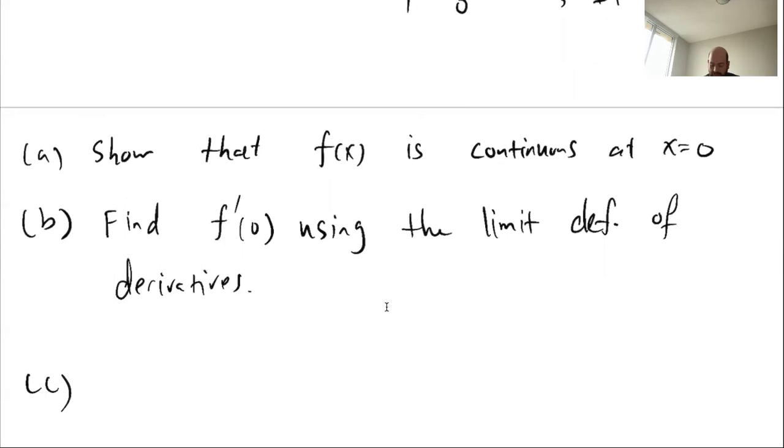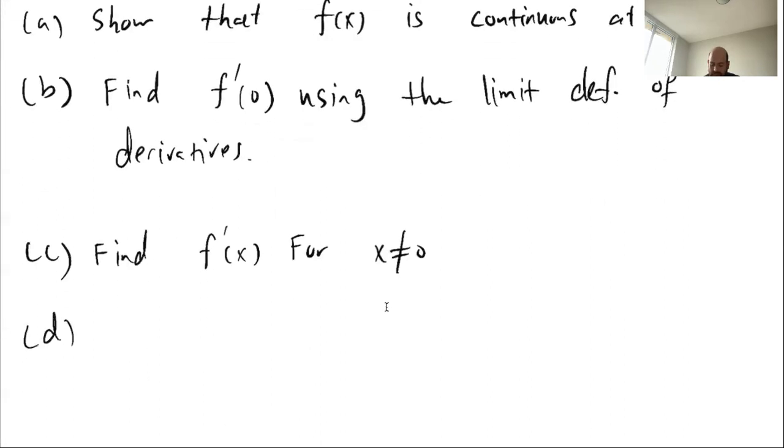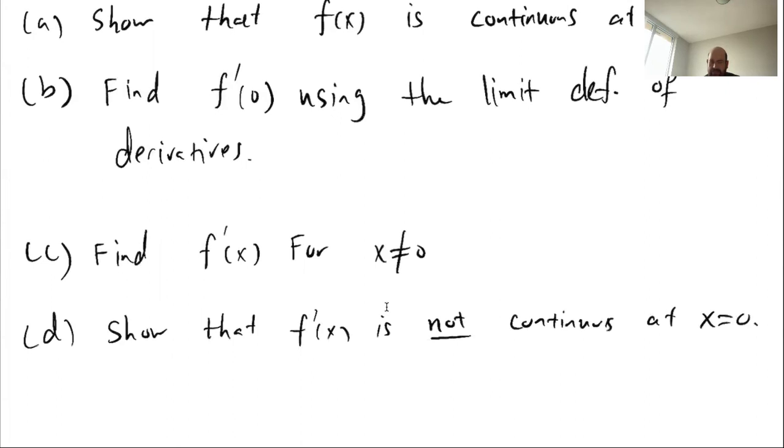Part C, find f prime of x for x not equal to 0. Part D, show that f prime of x is not continuous at x equals 0. See, this is an interesting example because it's an example of a function that is differentiable at 0, but f prime of x is not continuous at x equals 0.